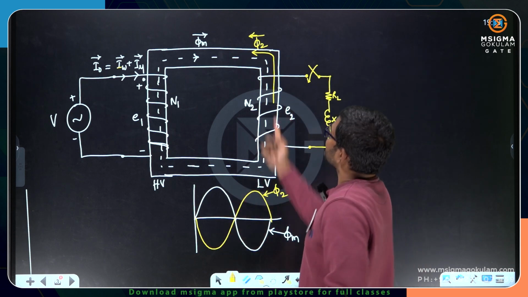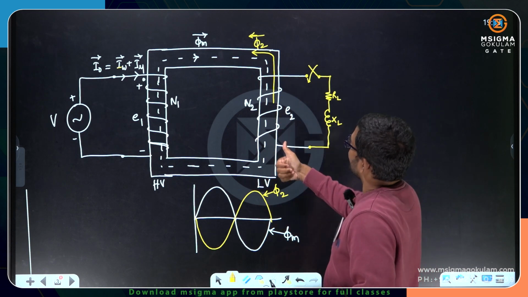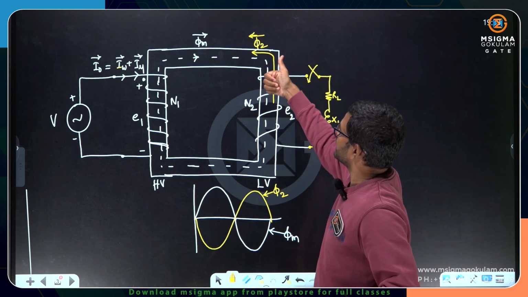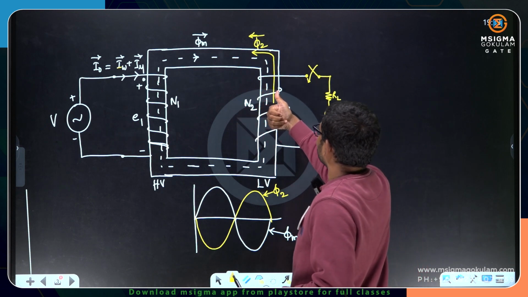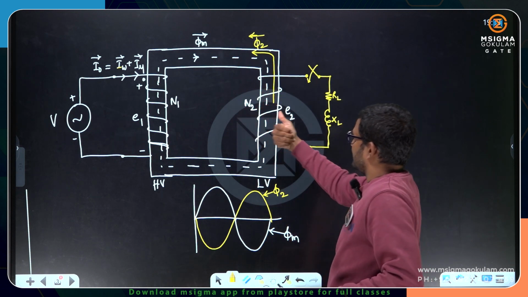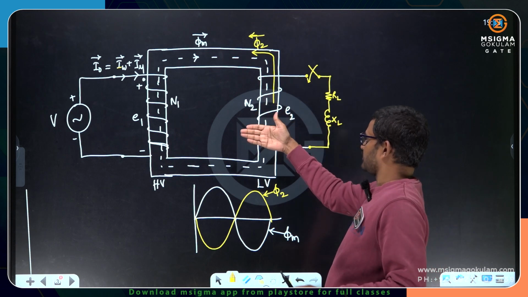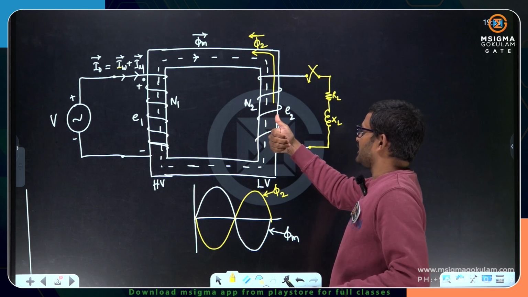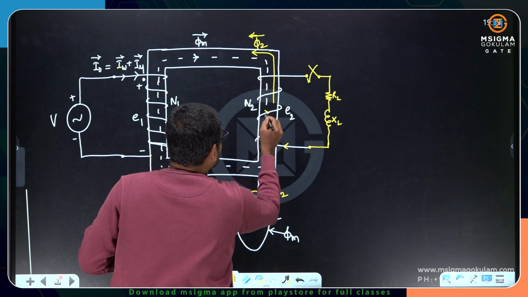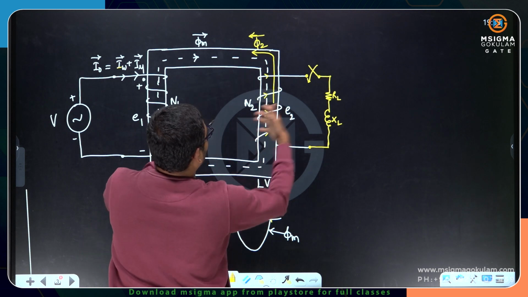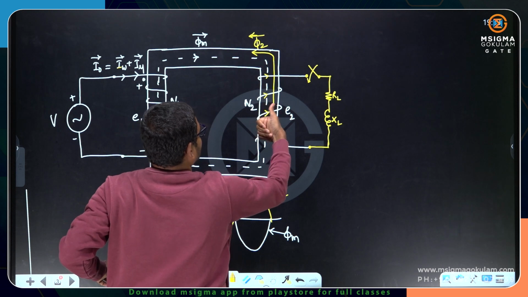Now to produce a flux in the upward direction, what should be the current direction in the secondary side? If you are expecting a flux in the upward direction, the current has to flow like this. It has to enter here and come out like this. So that means at the back it should be right to left, and on the front side it will be like this. It has to enter here, leave like this.